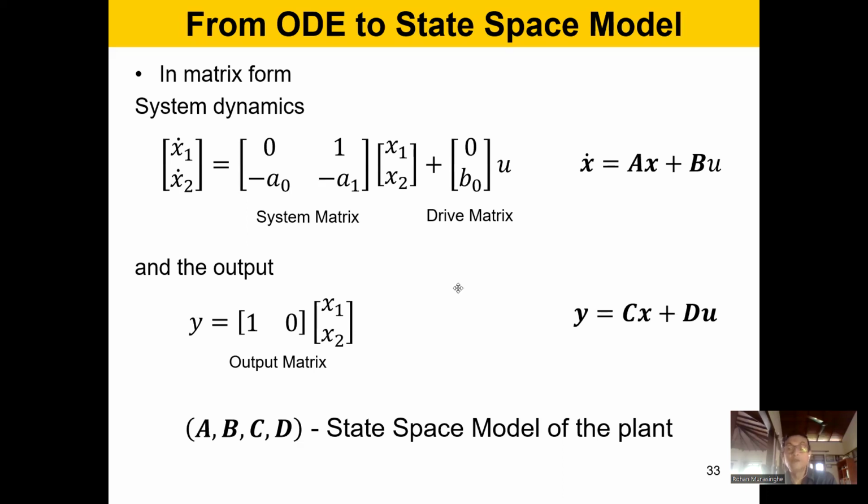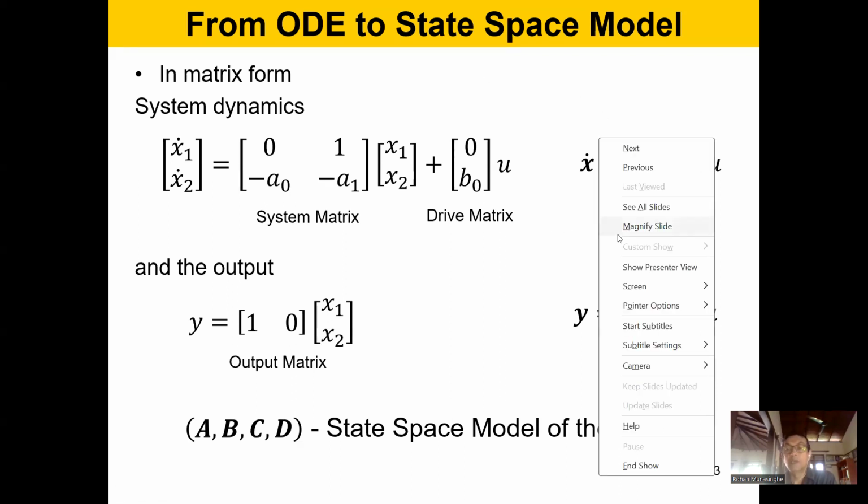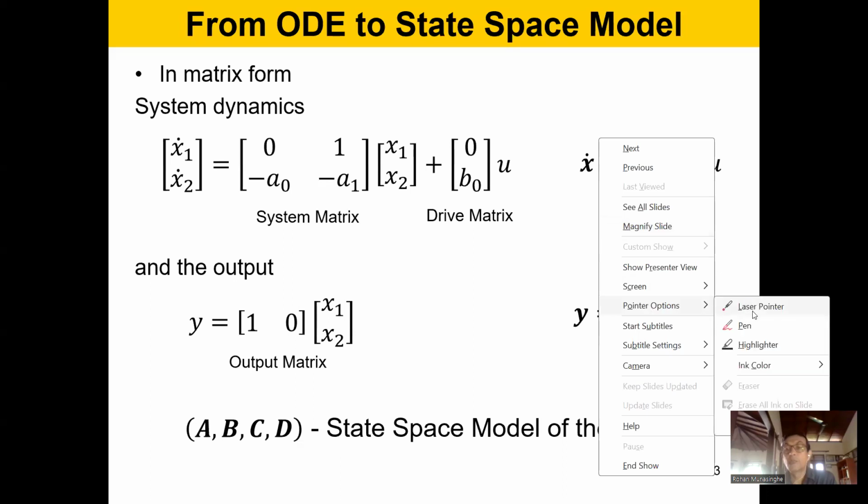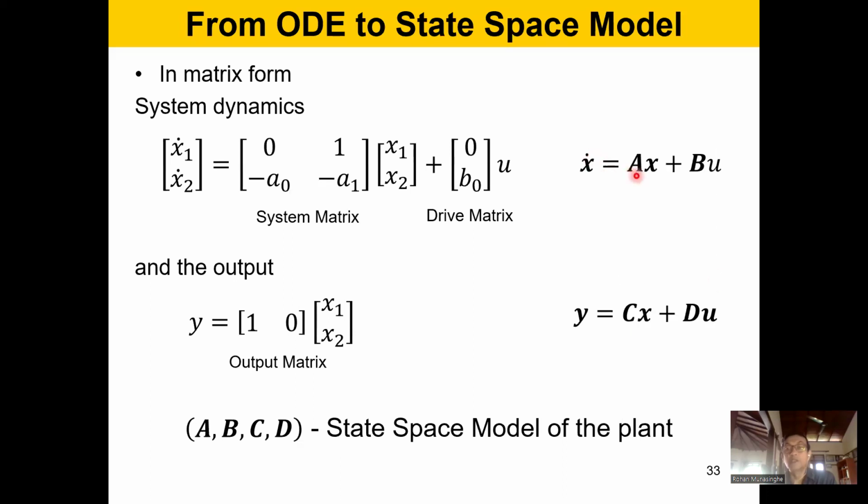All right. So now you see when you arrange the two state equations, both first order, into a matrix format, you can simply write it down as x dot equals ax plus bu, right? This x is a vector, x1, x2, the two state variables in the system.